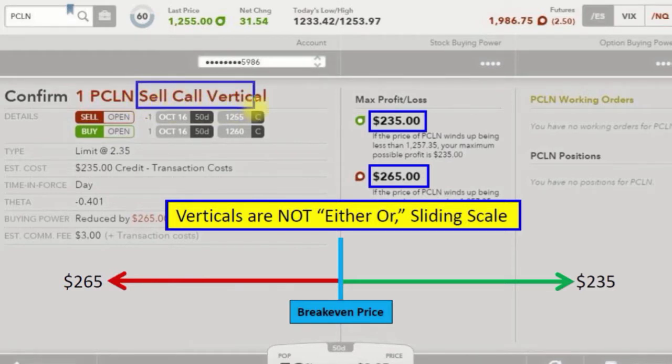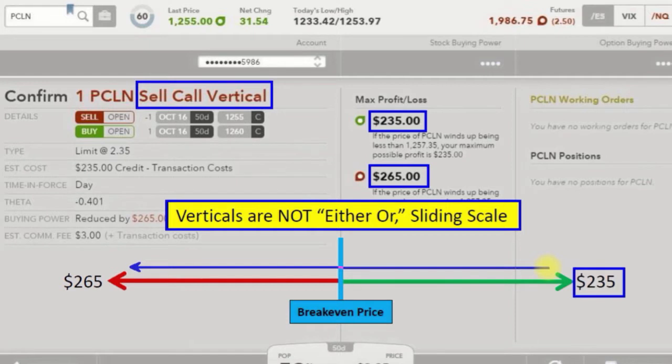Remember, when we sell something, we collect a credit. So when we sell this thing, we collect $235 out the gate. Doesn't mean we're going to keep it. Just means we collect it up front. Somewhere in this range is where this vertical will end up at expiration.